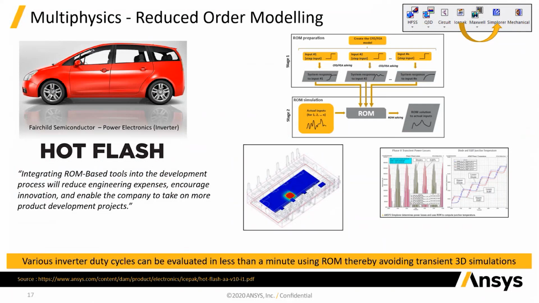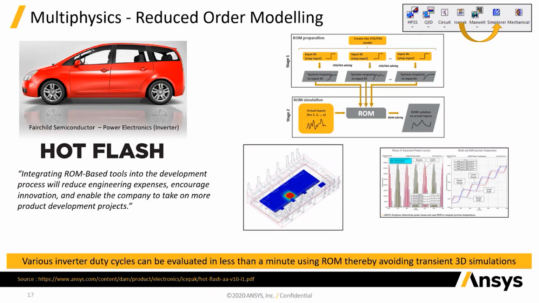Another example that I want to talk about is reduced order modeling. Why it is important is that inverters used in EVs are going to have different drive cycles for which we need to do the evaluation and ensure that temperatures are not exceeding the limits in those drive cycles. Certainly, doing a 3D CFD simulation for a transient which may last for 30 minutes, 1 hour, 2 hours, is going to be very costly in terms of simulation.